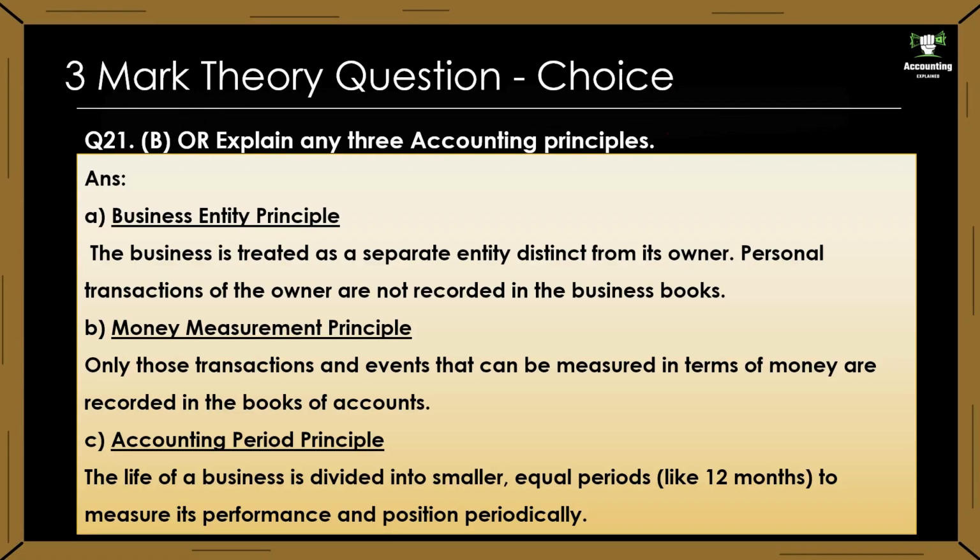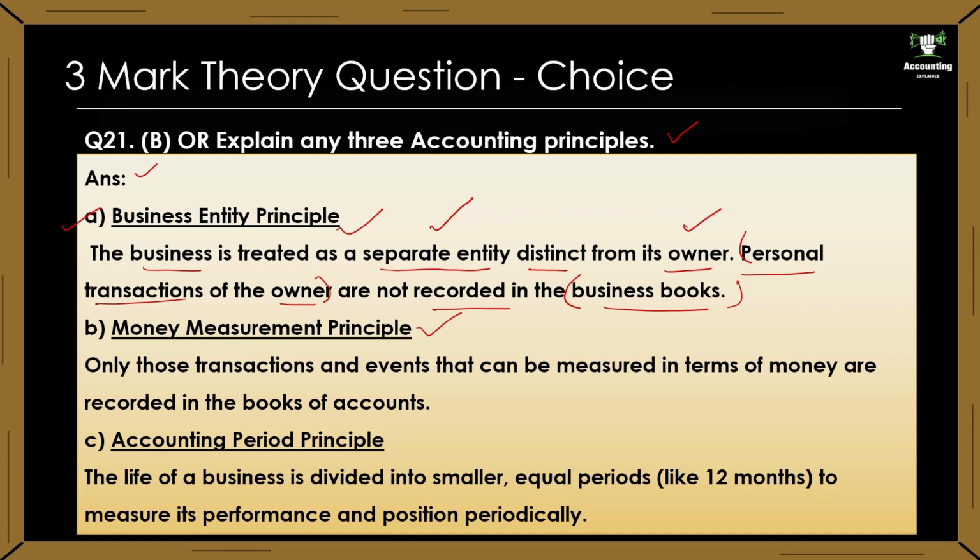21B. Explain any 3 accounting principles. Answer A. Business entity principle. The business is treated as a separate entity distinct from its owner. Personal transactions of the owner are not recorded in the business books. This means that for accounting purposes, the business is treated as a separate entity from its owner. That is why owner's personal expenses are not recorded in the books of accounts.